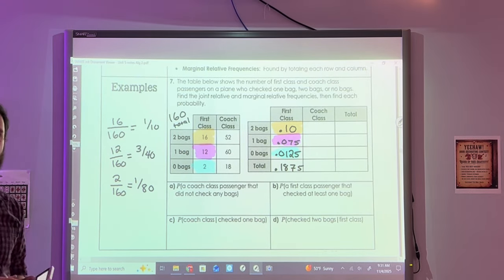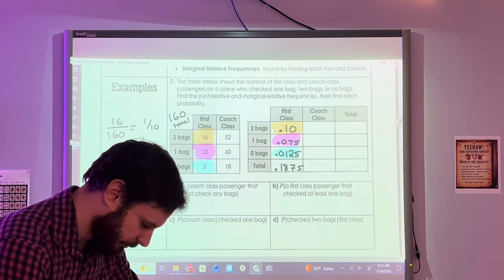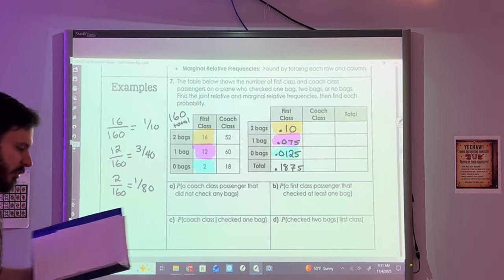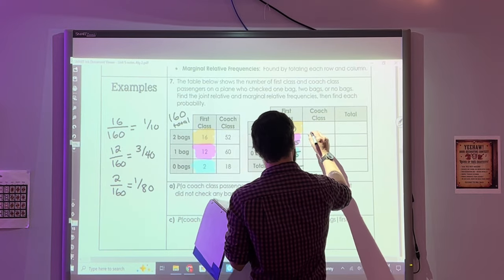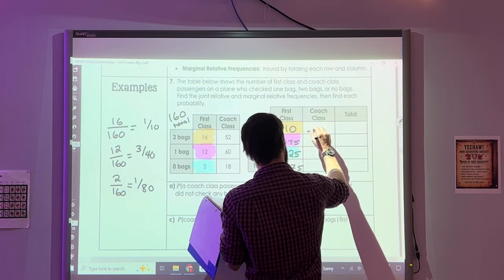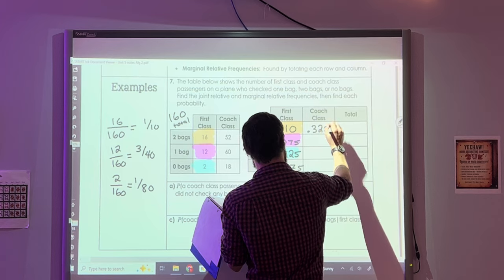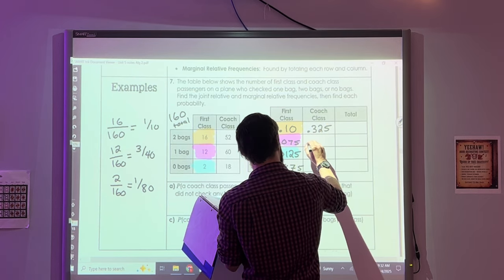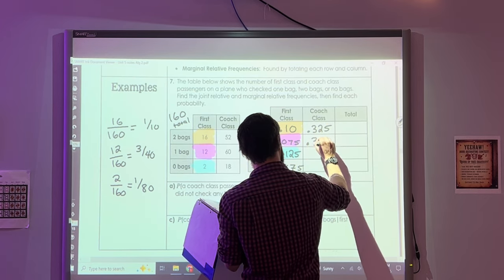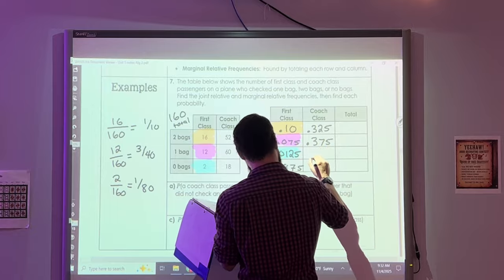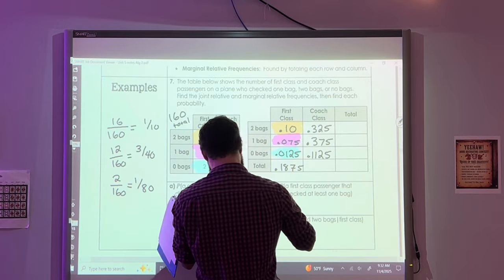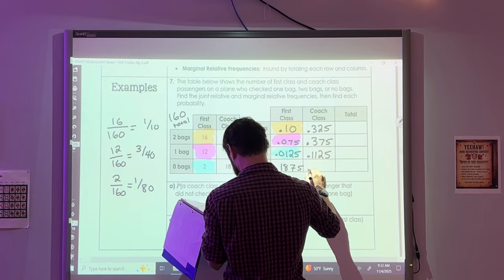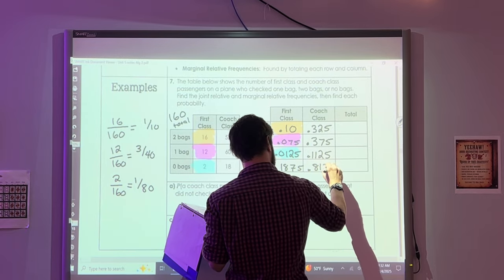We're gonna redo the same thing for every other table. That's how we build them, but I'm just gonna write the numbers because the process is right here. So, coach class was represented by 0.325. Next one, 0.375, 0.1125, and then that gave us a grand total of 0.8125.